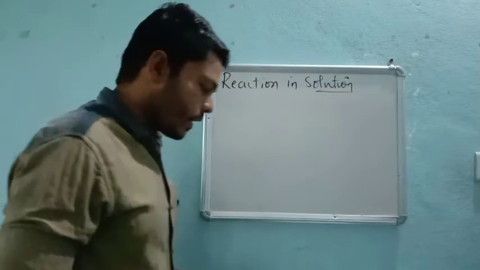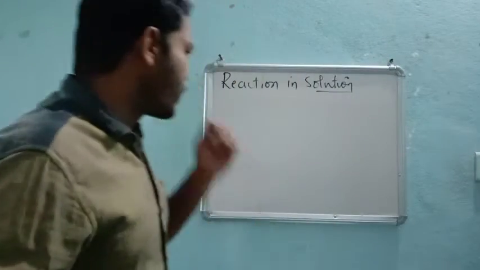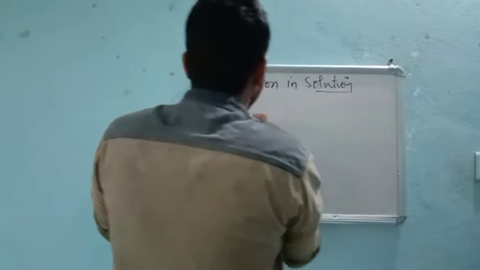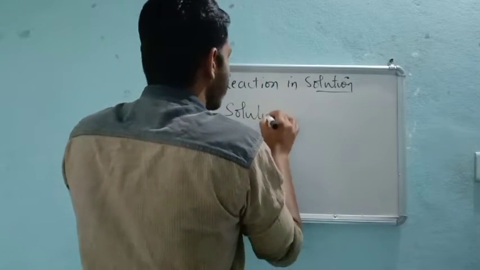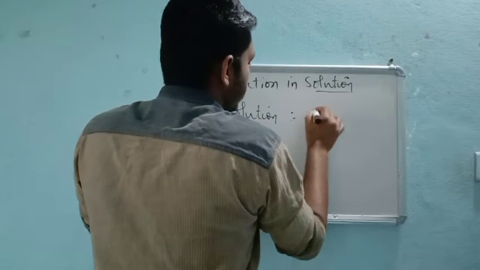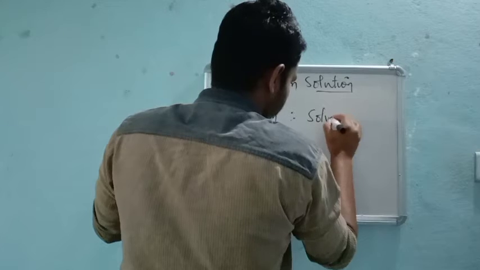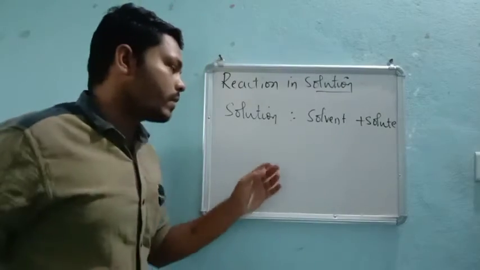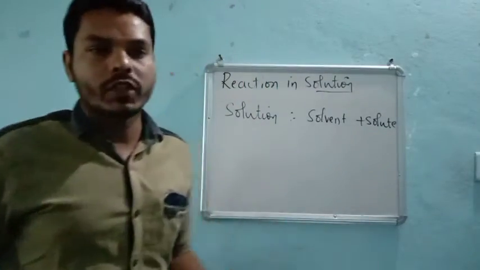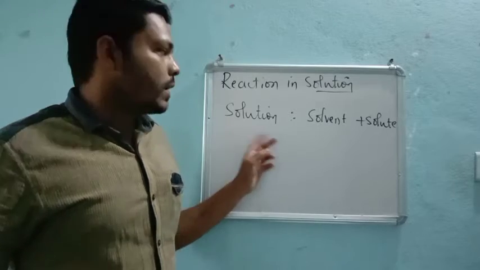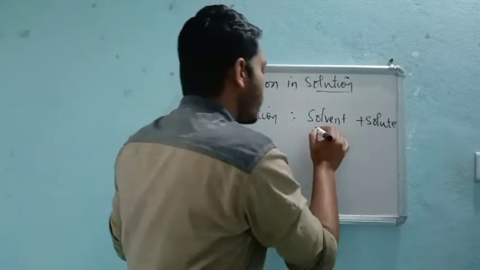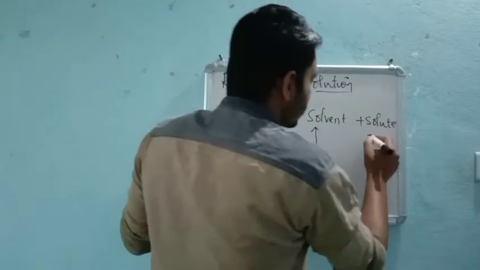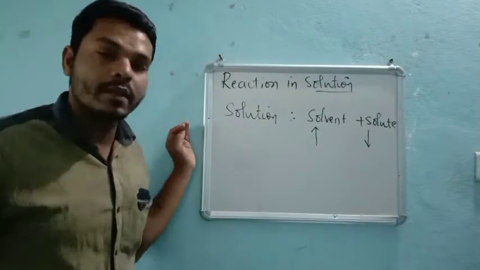I have already given an introduction and all about solution, solvent, and as well as solute. So now solution is nothing but what? Again I remind you, solution is nothing but solvent plus solute. So whenever there is a solvent as well as a solute in a mixture, then that is nothing but a solution. And solvent is nothing but a component which is present in more concentration in the solution.